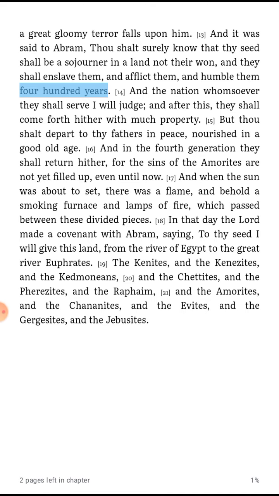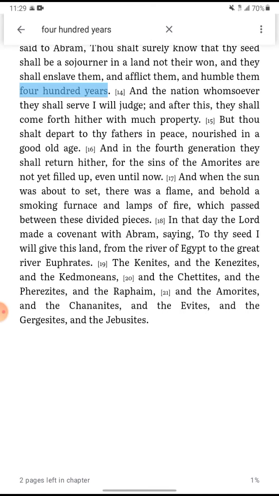Now there's a comma, and it says, "And they shall enslave them and afflict them and humble them 400 years." Okay? So clearly here, unless this is another error by the scribes, which there's no indication that it is, God is including, in a very dark way, the sojourning of the children of Israel in the land of Canaan and Egypt within this 400-year time span. Okay? All we have to do is just add up the numbers and look at the proper translation.